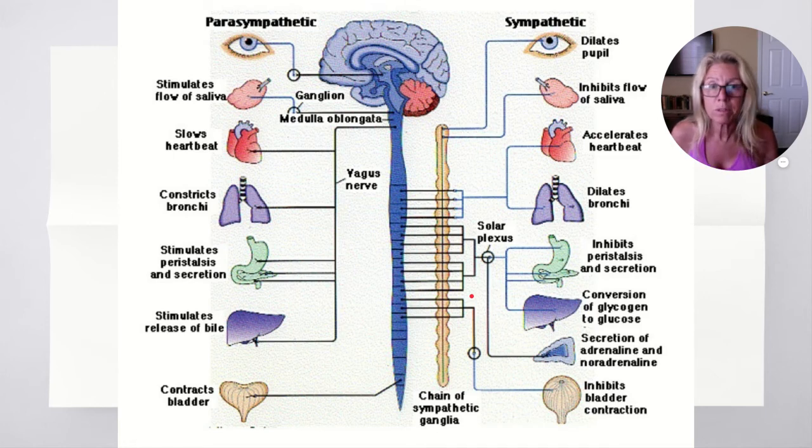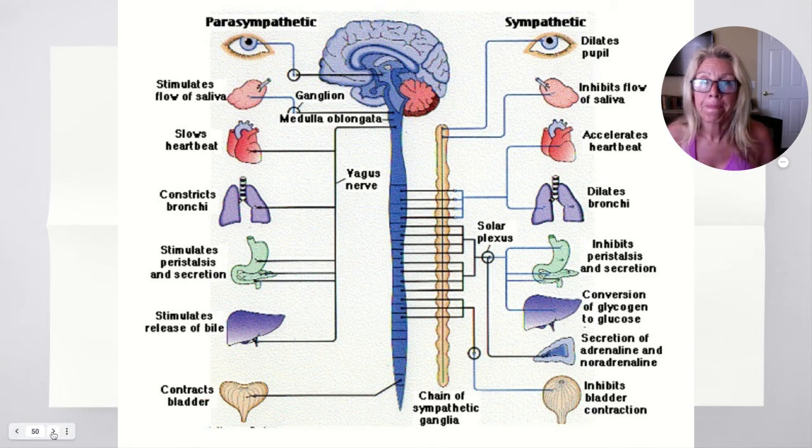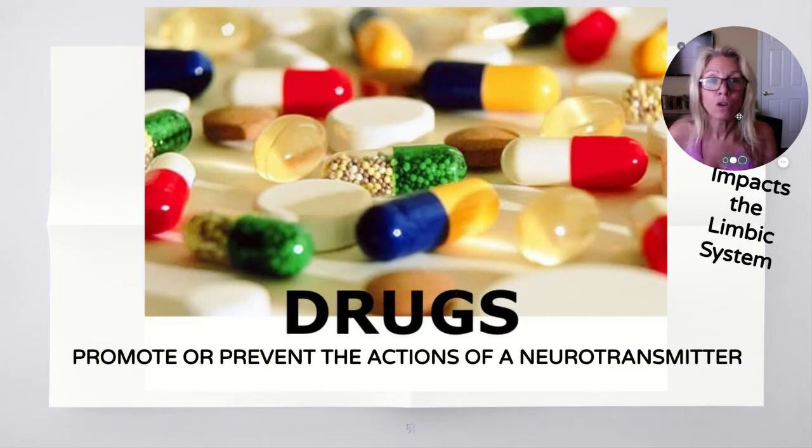So it's stress response. Parasympathetic comes out here at the top of the spinal cord and the bottom of the spinal cord. If you look what it does, it slows the heartbeat, stimulates peristalsis and secretion of digestion, so you secrete bile, which you need for fat emulsification. So parasympathetic is the relaxation response. All right, drugs, don't do them.